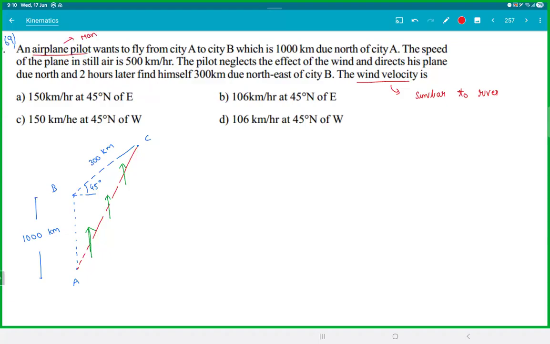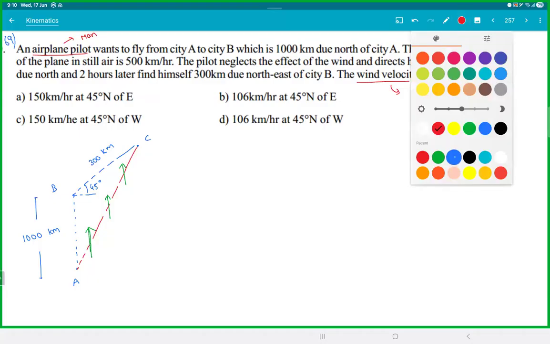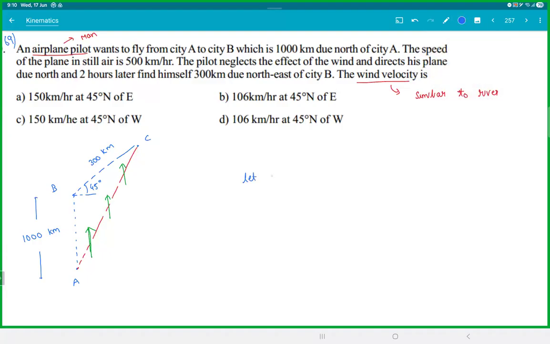So everyone got the scenario. What happened? The one thing that we don't know here is how the wind is blowing. So we'll start from there. Let the velocity of the wind be Vx i cap, Vy j cap. In this question, you actually have pretty nice data. You can see and figure it out, but let's do it systematically.